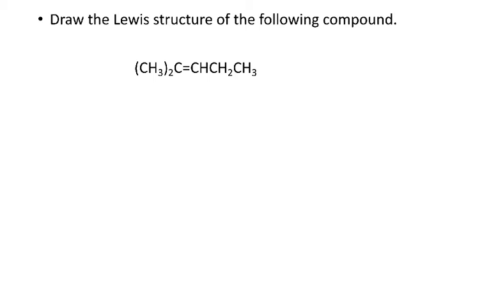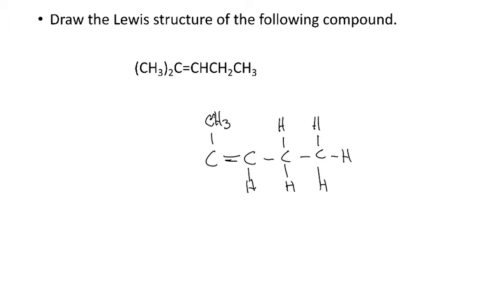Okay, here's another one. So again, I'm just going to draw this piece of it, and then I'll put the 2 methyls on in the end. So I've got a carbon double bonded to a CH. Then I have a CH2 and a CH3. Okay, and then now I can go in and I can put the 2 CH3s onto that first carbon that I drew. Oops. Sorry, I'm using a shorthand here. If I want the Lewis structure, then I got to show all the bonds. So I need to draw them out.